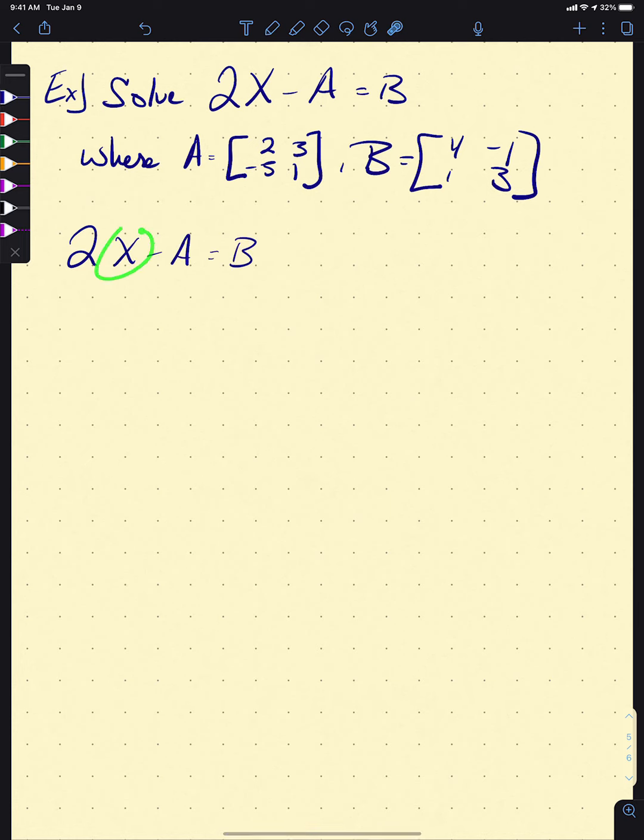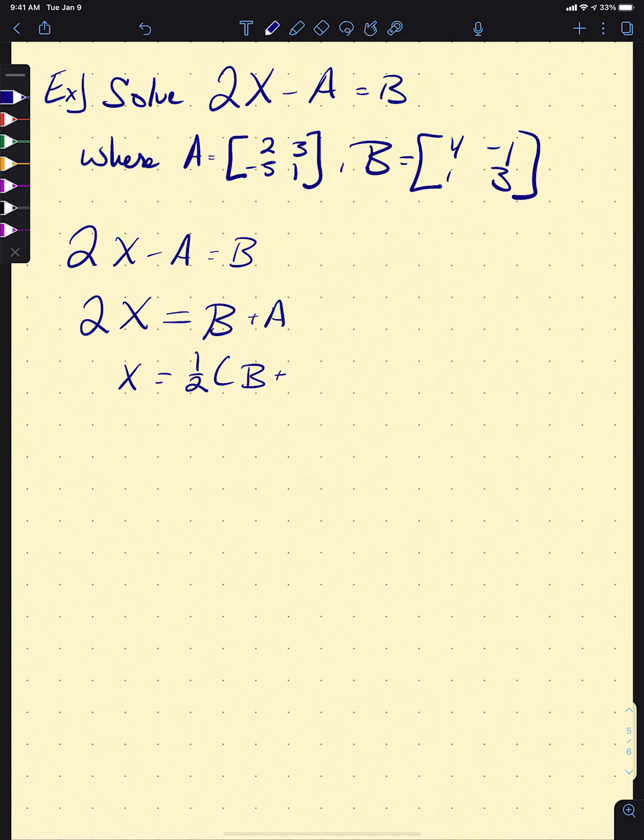Why don't we solve for the indeterminate X in terms of A and B, and then plug in our matrices, right? We can add A to both sides of this equation, right? Adding our matrix A keeps it equal, just as it did when we were doing algebra in the real numbers. So we're going to get B plus A, okay? I can multiply both sides by 1/2, right? That's going to clear this 2 and introduce a 1/2 to this side. So let's go ahead and do that.